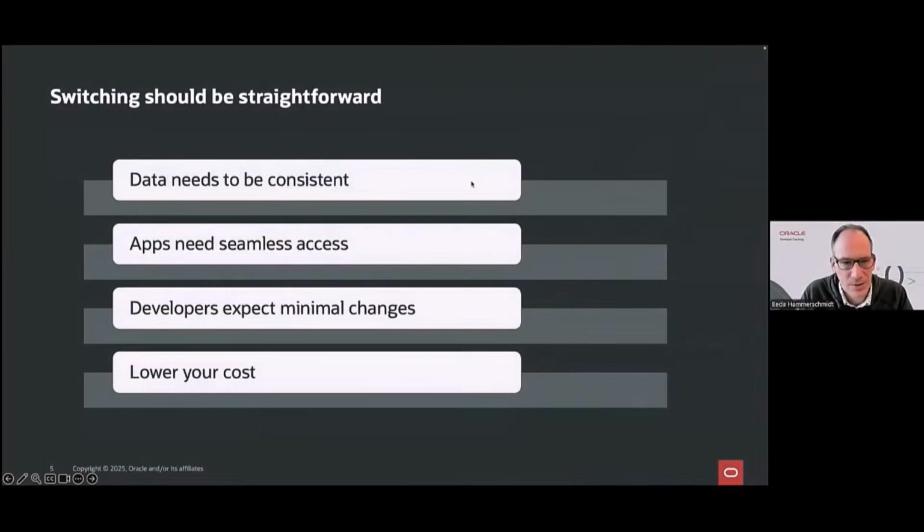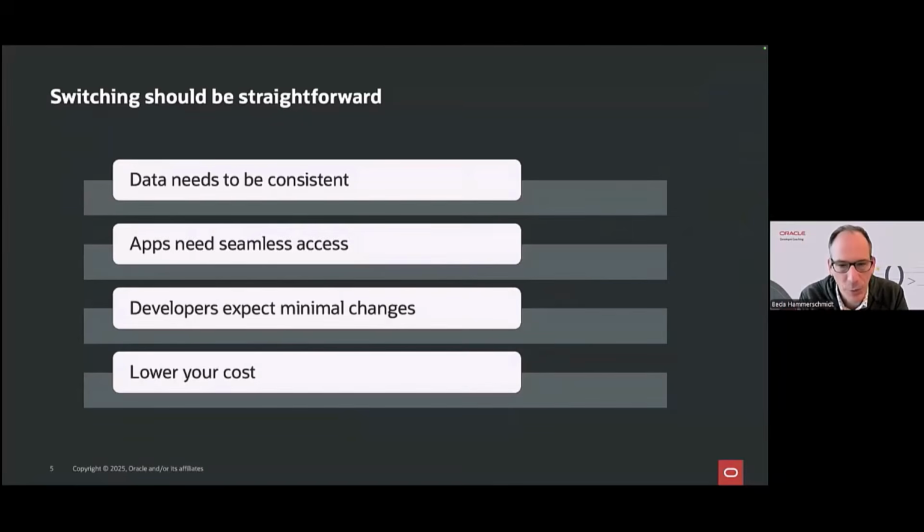So let's get started here. If you move an application from one database to another, that's usually called a migration. Most people think, or their experience is, that it's quite involved. The languages are different. You have to rewrite code. This is not the case if you go from MongoDB to Oracle Database. This is why we call it switching here and not migrating.